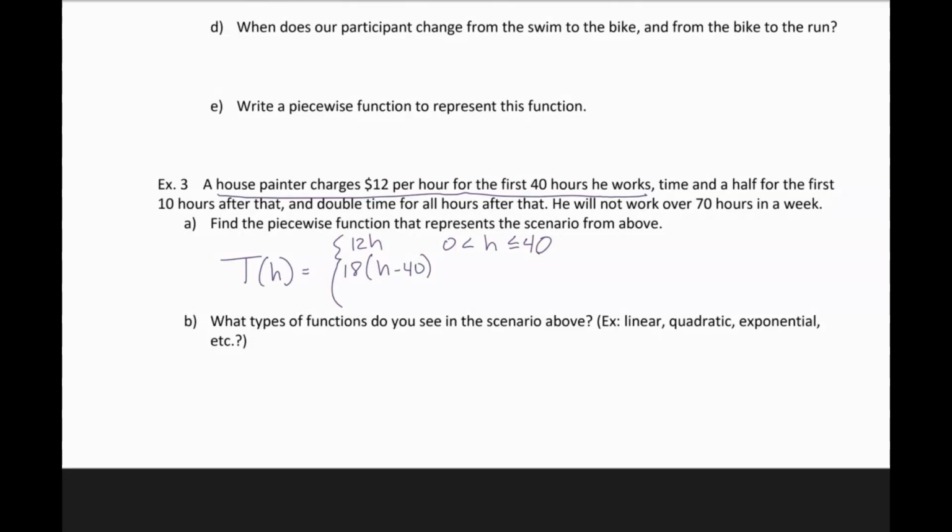No. What else do I have to pay him? The other 40 hours. How much per hour was I paying for those 40 hours? $12. So what is 12 times 40? 480, yes, 480. And for which H values am I applying this second equation? From 40 to 50, yes.